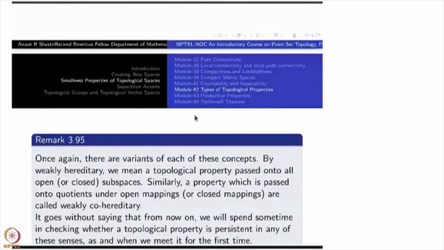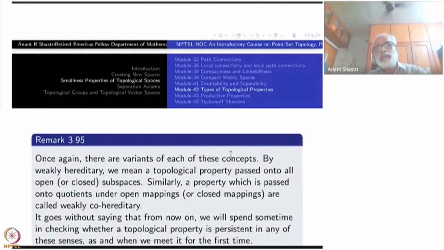Once again, there are variants of these concepts. That's what I want to tell you, depending upon the author, the concepts, and what exactly you want to study. Like I already told you, for hereditariness, instead of general subspaces, you can just take open subspaces. You may call it open hereditary, or it may be true for only closed subspaces, then you may call it closed hereditary and so on. They are weaker than actual hereditary, so together they may call it weakly hereditary.